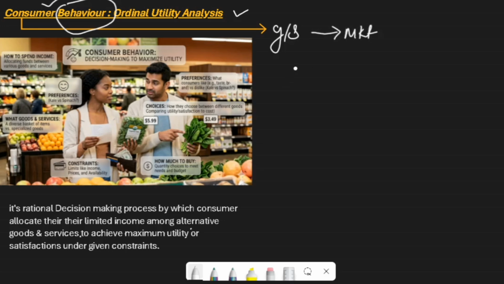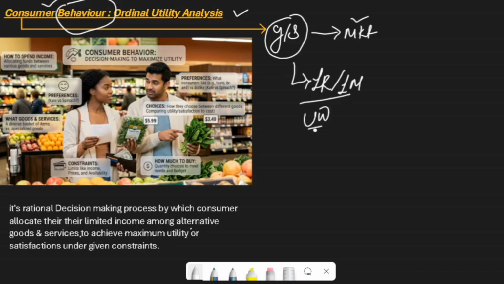Even though many goods and services are available in the market, I cannot purchase all the goods and services available in the market because I have limited resources, limited income, and I have unlimited wants. So through the limited resources, through the limited income, I try to satisfy unlimited wants.